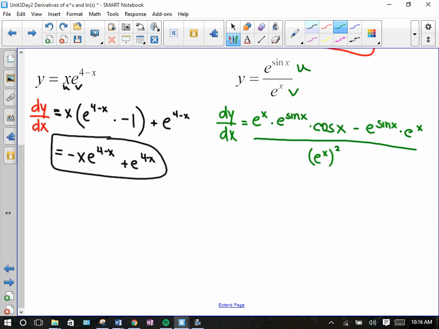To simplify the way that looks a little bit, I have e to the x and e to the x. I can pull those out. Actually, I can pull out e to the sine x, e to the x. E to the sine x here, e to the sine x here, e to the x here, e to the x here. And pull out that whole thing, so it'll be e to the x, e to the sine x times the cosine x left over minus 1, divided by factor e to the sine x and e to the x out of there.